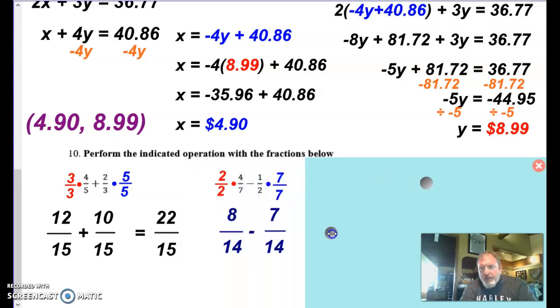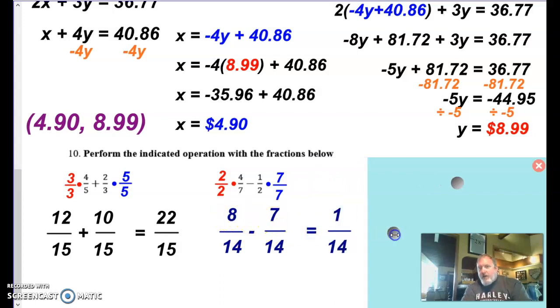Okay, the middle one, again, we got to get a common denominator. This time we are subtracting. So I'll multiply the first one by 2 over 2 to get 8 over 14. Multiply the second one by 7 over 7 to get 7 over 14. Now that I have my common denominator, I can subtract. 8 minus 7 will give me 1 over 14.